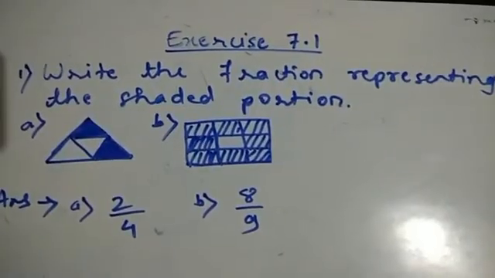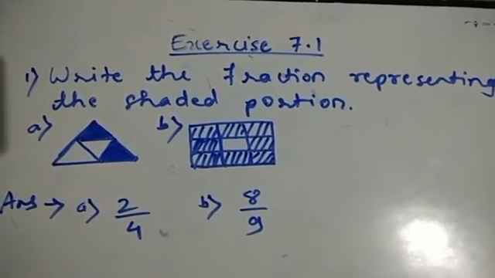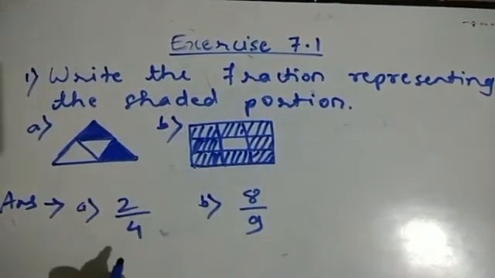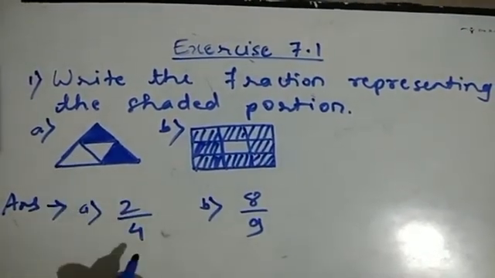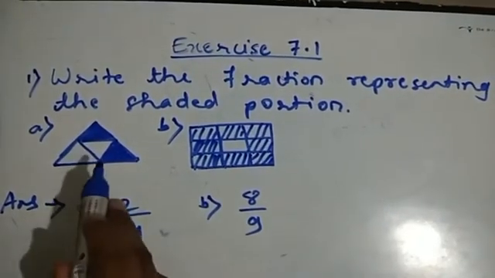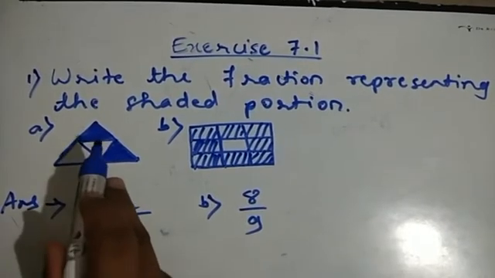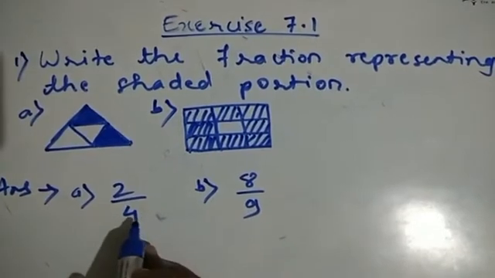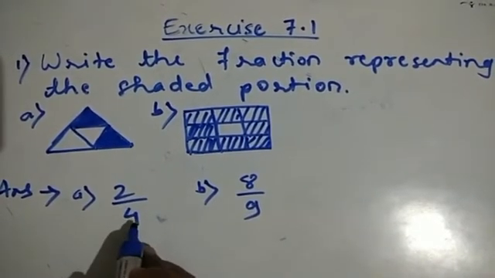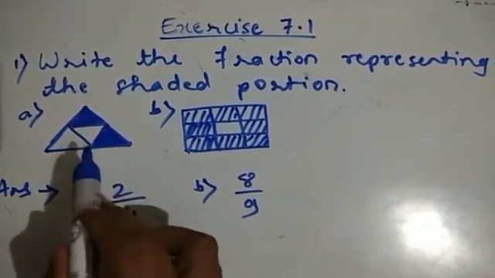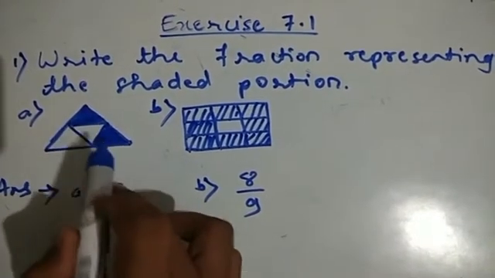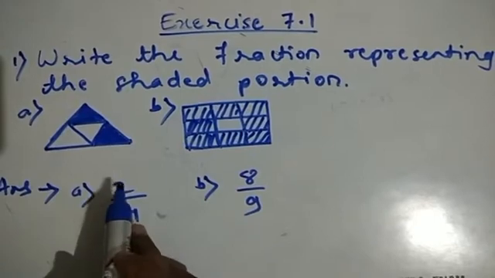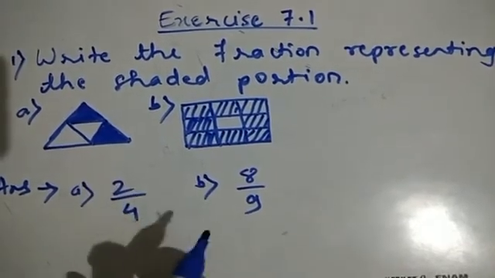Let's solve exercise 7.1. In that first question, write the fraction representing the shaded portion. Now here first example we can see, students. This figure is divided into 4 equal parts: 1, 2, 3 and 4. So that 4 we have to write as the denominator as we have total 4 parts. Now here out of that 4 parts, how many parts we have shaded? 2 parts. So 2 parts means 2 will be the numerator. I hope you understood this part.